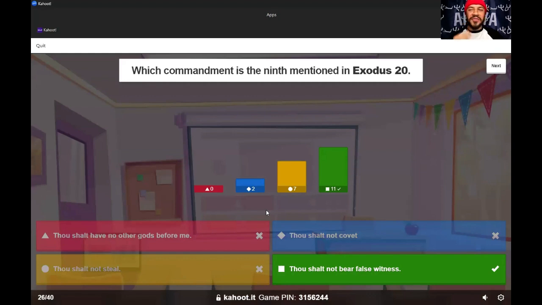"Thou shalt not bear false witness," which we have already touched on multiple times. Making sure it's going to be engraved in your minds after Sukkot. Good job, the majority of you.